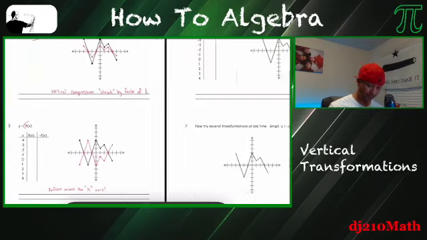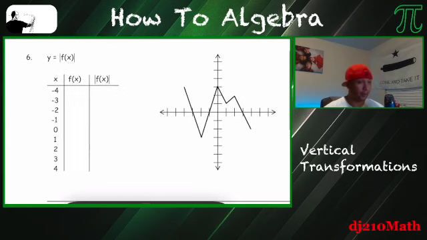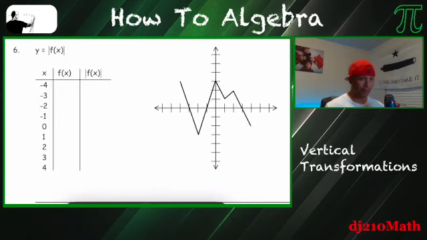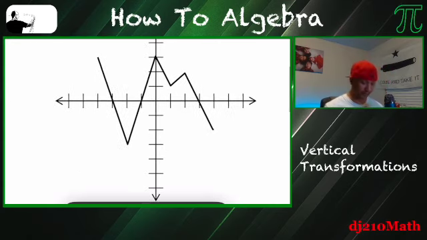All right. Number 6, absolute value. What absolute value is going to do is turn anything negative positive, right? Anything that's negative will be positive. So if the y value is negative, then it will be positive. Otherwise, it stays the same. Okay, so let's see. Let's start on the left.